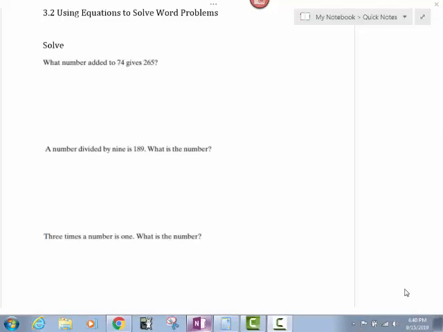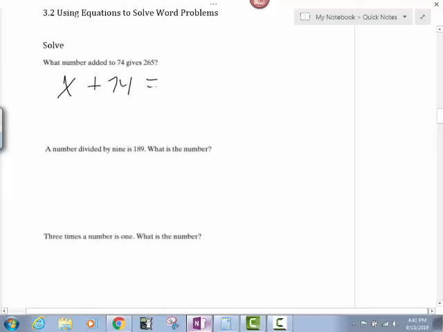All right, section 3.2 talks about how we use equations to solve word problems. Here we're actually going to have actual word problems in the next two sections, 3.2 and 3.3. The directions tell us to solve, and it says what number added to 74 gives 265. Remember, when I see the phrase what number, that's going to be my x. Added to the number 74 gives means equals 265.